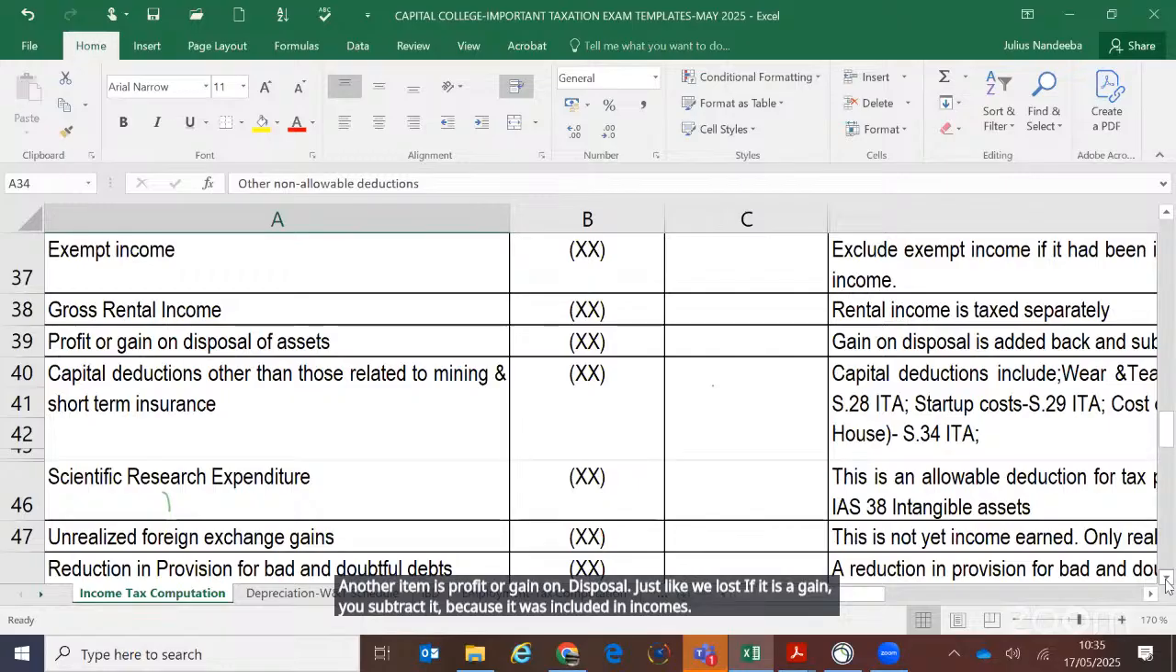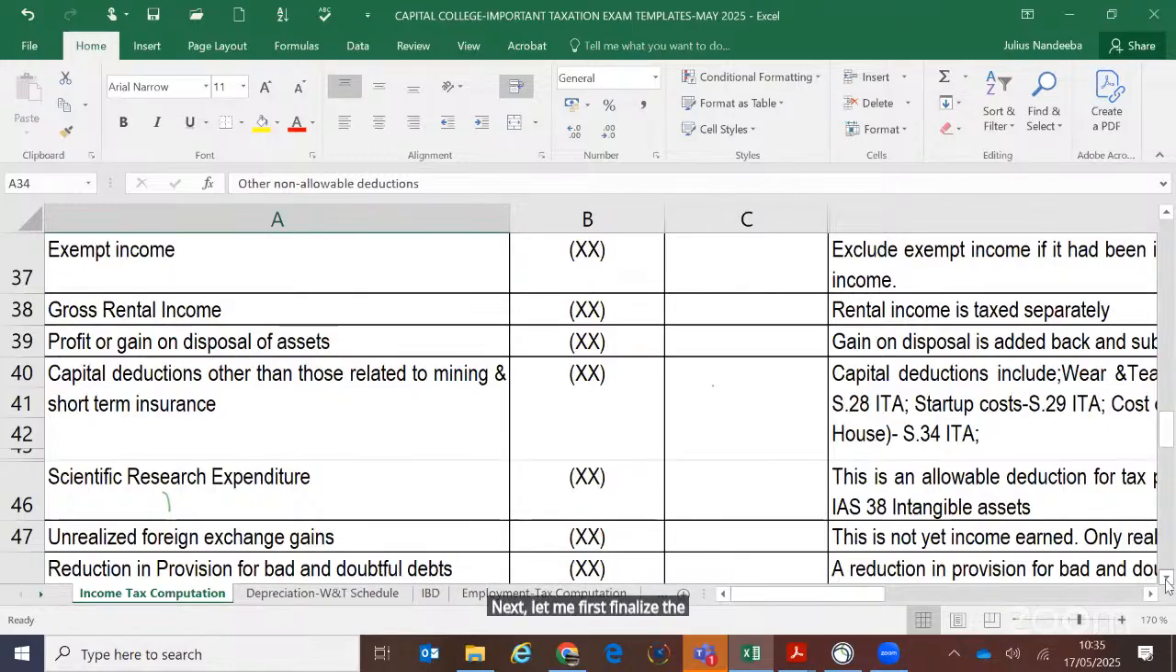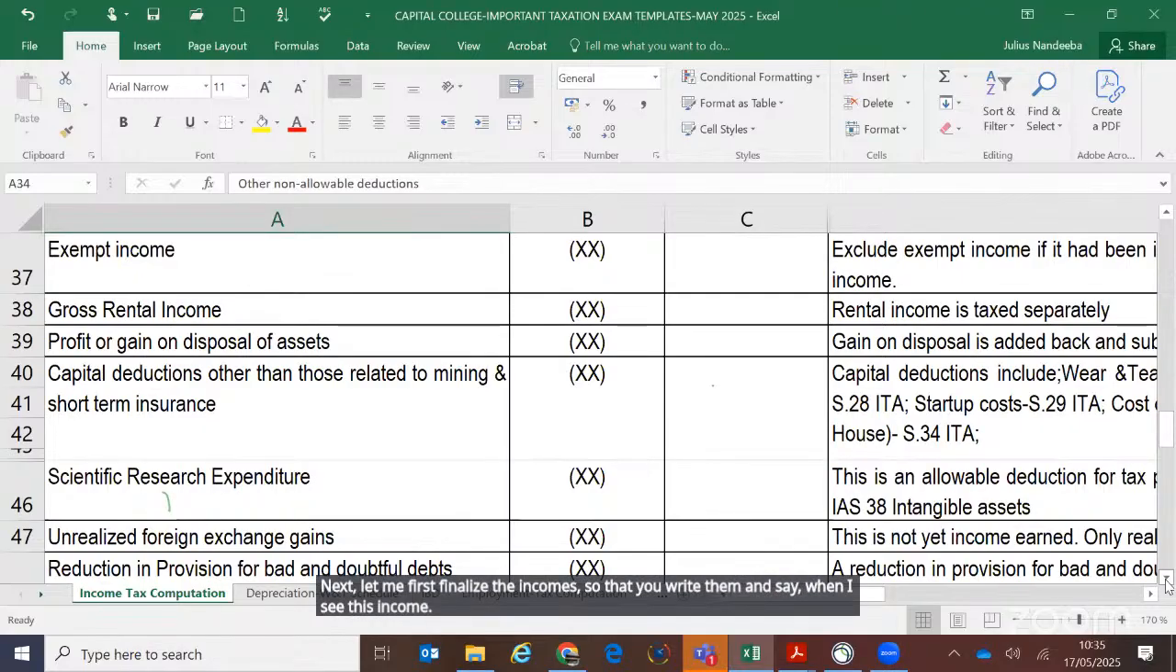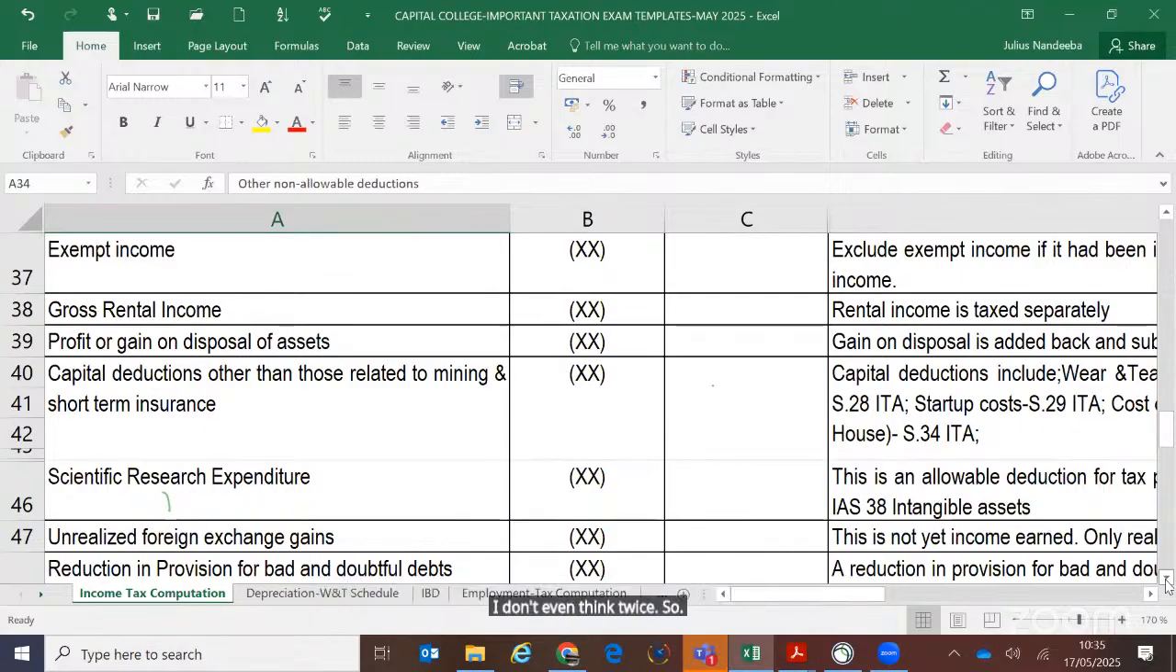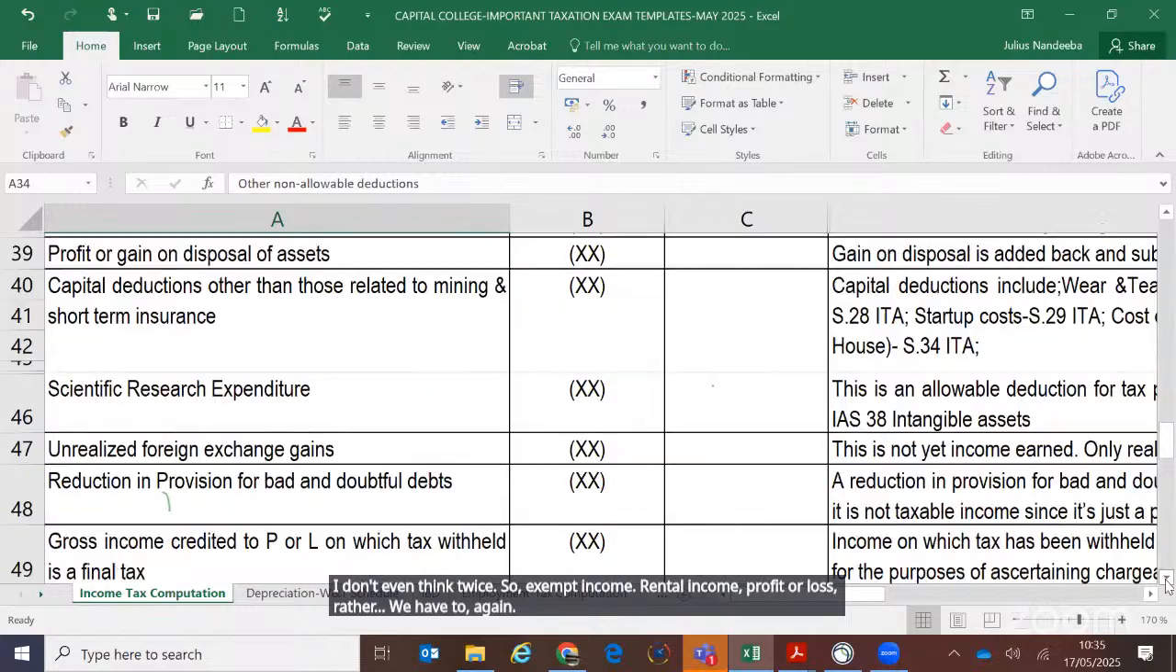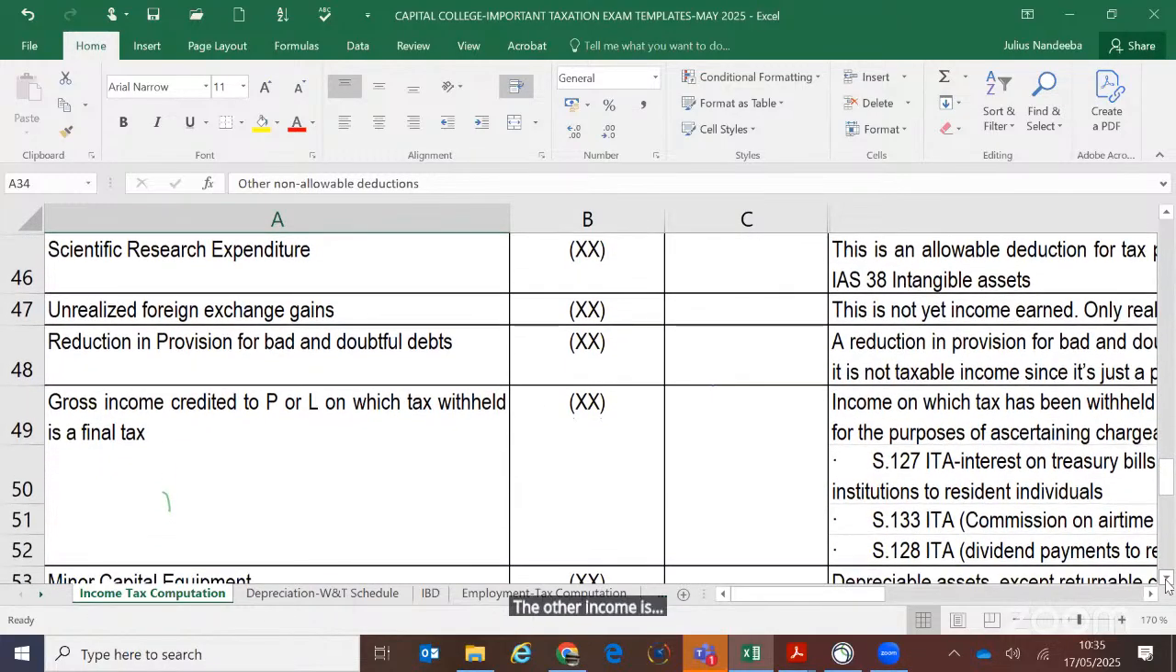Next, let me first finalize the incomes so that you know. You write them, and when I see this income, I don't even think twice. So: exempt income, rental income, profit or loss, rather profit or gain on disposal. The other income is reduction in provision for bad debts.